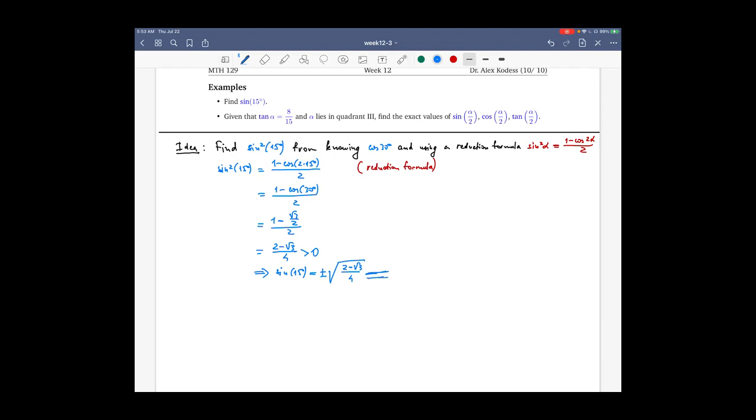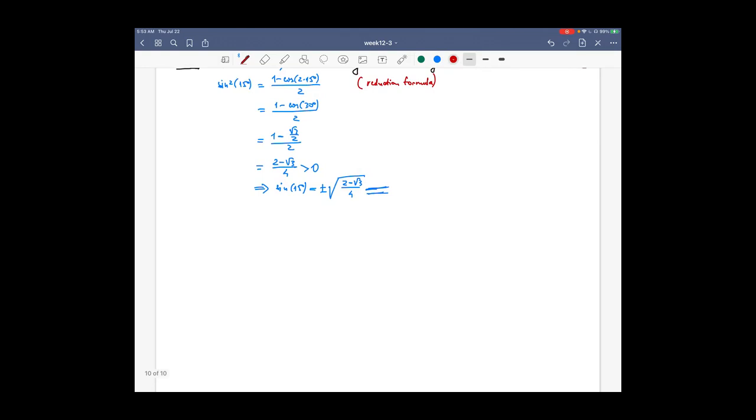And now we need to decide whether it's plus or minus. Of course, we understand that 15 degrees is in quadrant 2. Excuse me, quadrant 1. So sine 15 degrees, therefore, is a positive number. And so we should take the positive sign here. And so it will be a root of 2 minus root 3 over 2.